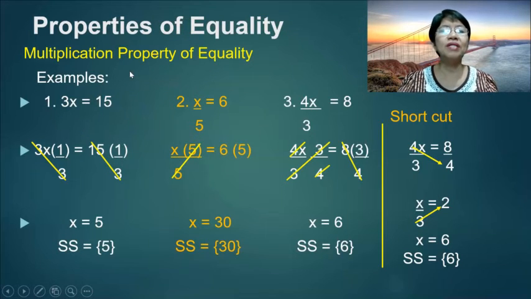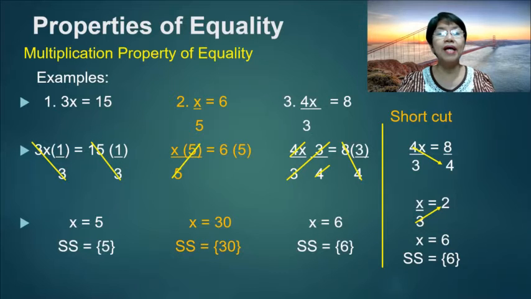Now let's have some more examples for the multiplication property of equality. And actually, we can do this mentally, but I will just be illustrating this for clarity. Number 1, 3x is equal to 15. So dividing both sides by 3, we have x is equal to 5.